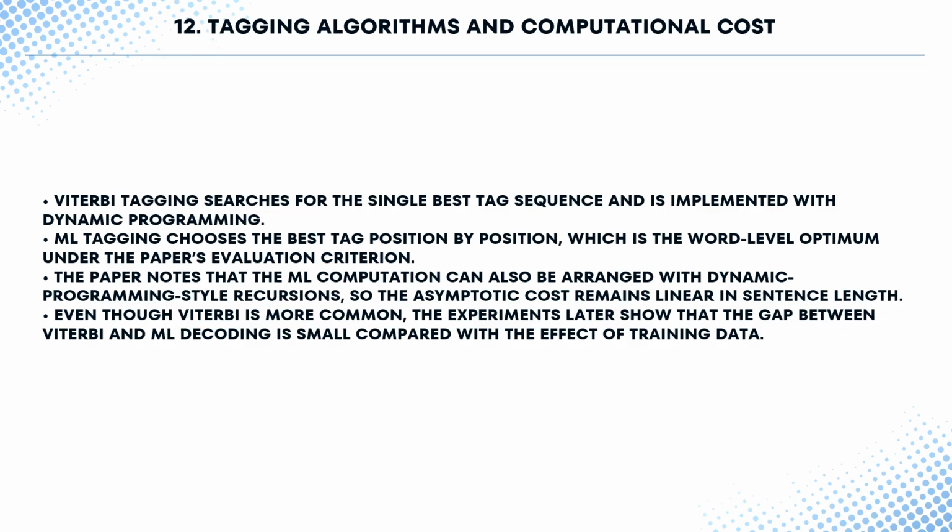Now let's briefly discuss computational complexity. The Viterbi algorithm uses dynamic programming. This ensures efficient computation despite the large number of possible sequences. The second point is that at first glance, ML tagging seems more complex because it involves summing over many possible alignments. But because of the HMM structure, these computations can also be organized efficiently using forward-backward style recursion. So the final takeaway is that both Viterbi and ML tagging have linear complexity in sentence length, so they are computationally feasible in practice. Even though the problem seems complex, the model structure allows efficient algorithms.